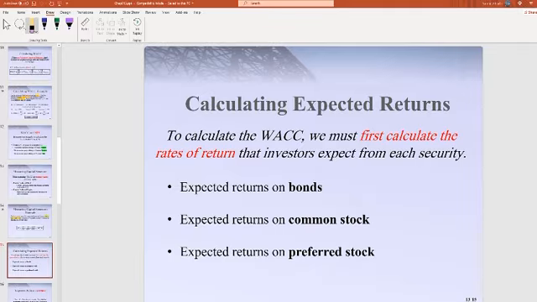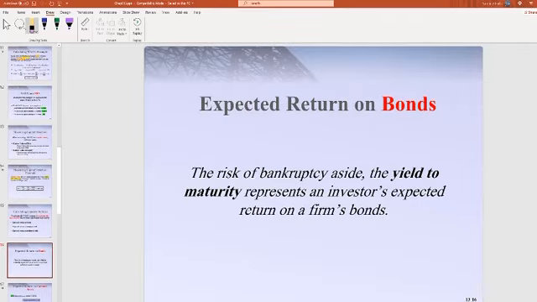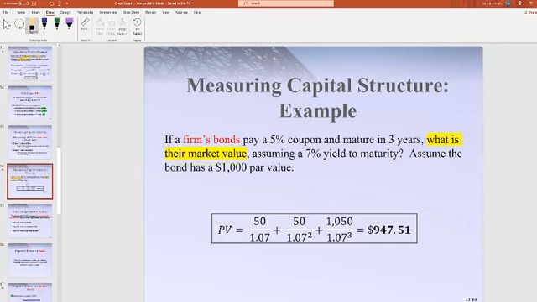In this slide, we will talk about return, because we said in step 1 we calculate the value for each component. Step number 2, we need the return for each part. So here we will learn how to calculate return for bonds, for common stocks and for preferred shares. For a bond, the expected return is the yield to maturity, which represents an investor's expected return on the firm's bonds. So in the previous example, you see 7% yield to maturity. This is the return on the bond.